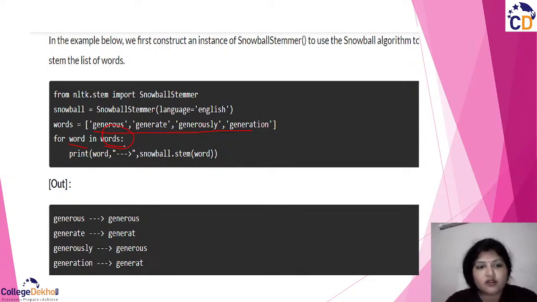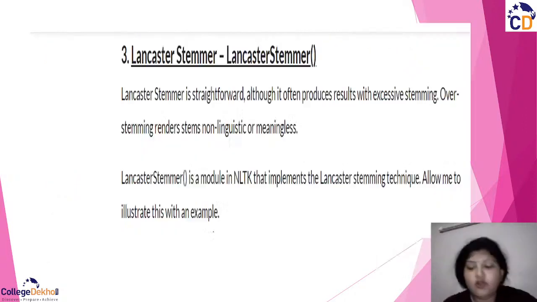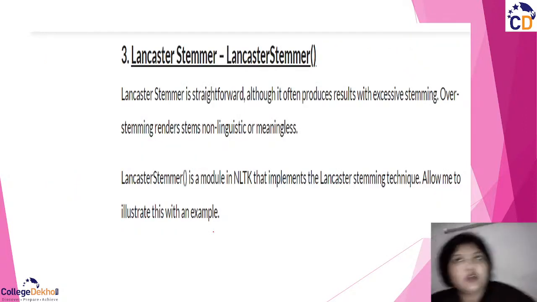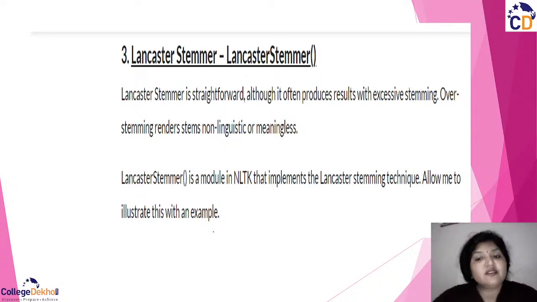If we are talking about generate, the base form is "generate" without the e, right? Generously, obviously, "ly" is removed from that part, and "ation" means the "tion" part is removed from generate. So it might be possible, as you have seen, that some words do not have any meaning. It basically implements the function, but the remaining word might be a meaningless word. Let us see the next method, that is the Lancaster stemmer.